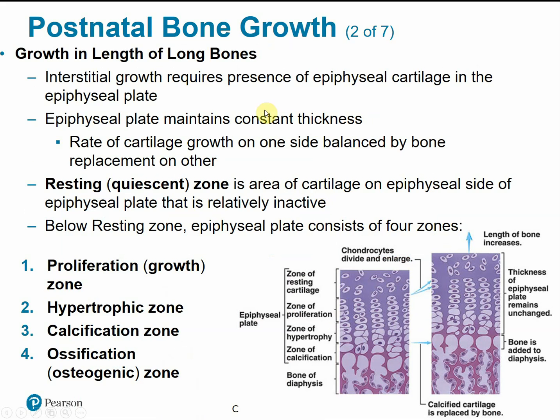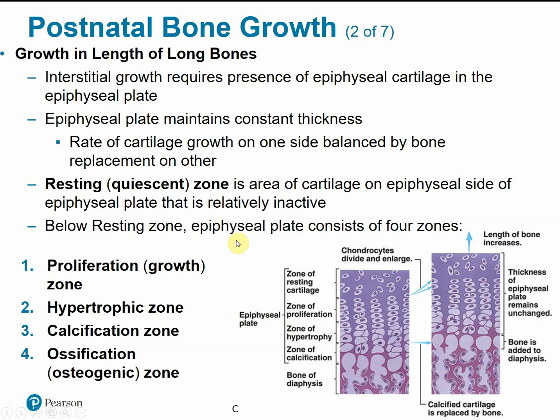So that interstitial growth or growth in length requires the presence of that epiphyseal cartilage in the epiphyseal plate. So the epiphyseal plate maintains a relatively constant thickness. We just slide it up the length of the bone as we add bone beneath. So the rate of the cartilage growth on one side of the plate will be balanced by replacement by bone on the other side of the plate. So we're essentially just shifting the plate outward.